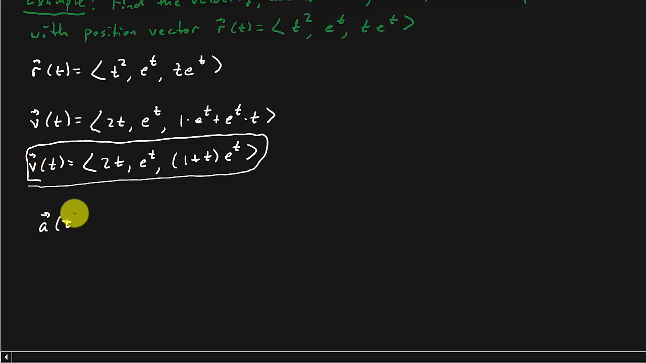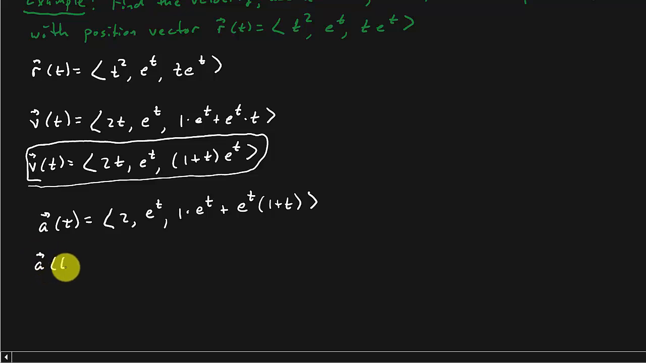And then a of t, well, that's just the derivative of this thing right here. So that's going to be 2 e to the t. And then here we use the product rule. So this is our first function. This is our second function. So it's the derivative of the first function times the second plus the derivative of the second times the first.